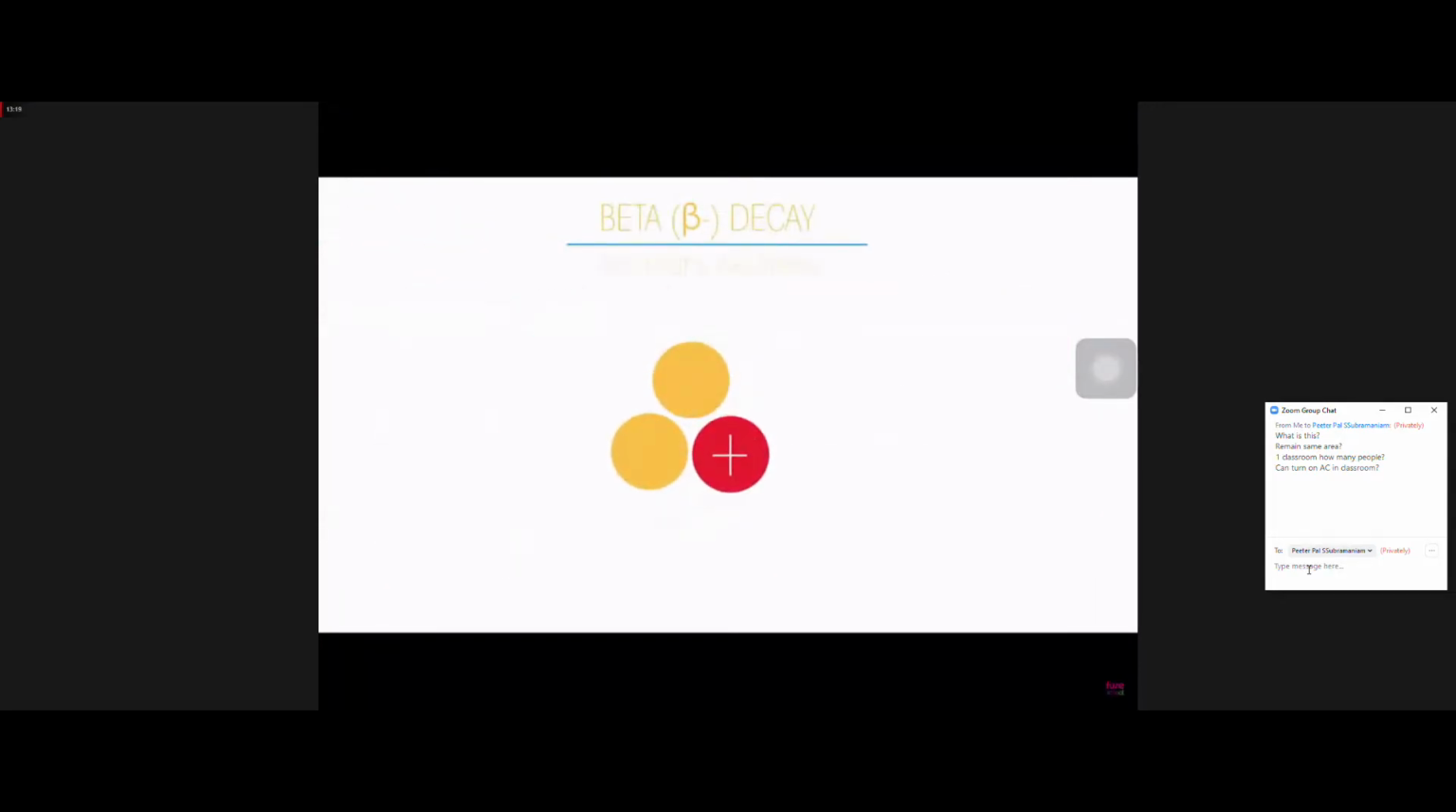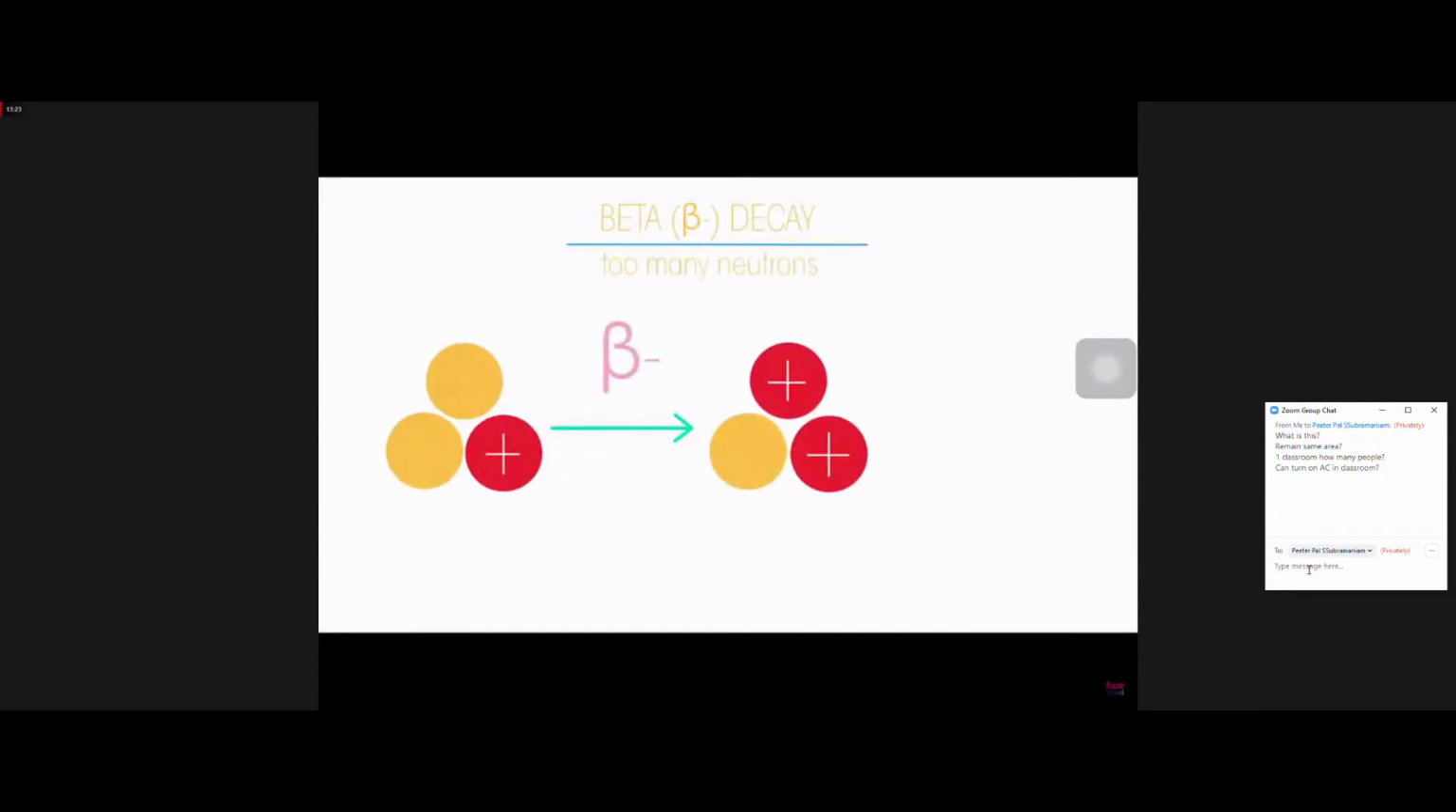When an isotope has too many neutrons, it decays by beta minus decay. A neutron changes into a proton and an electron. The proton is retained by the atom, while the electron is lost. The lost electron is high energy and is called a beta particle.